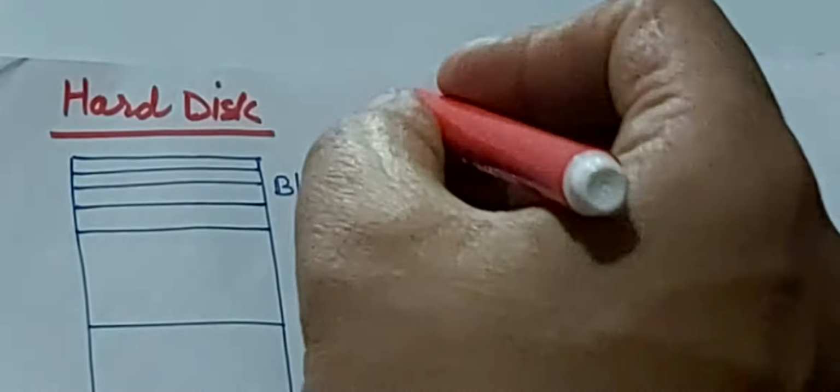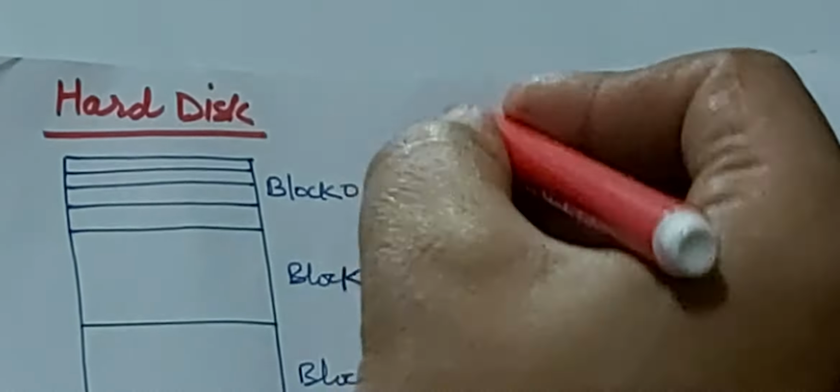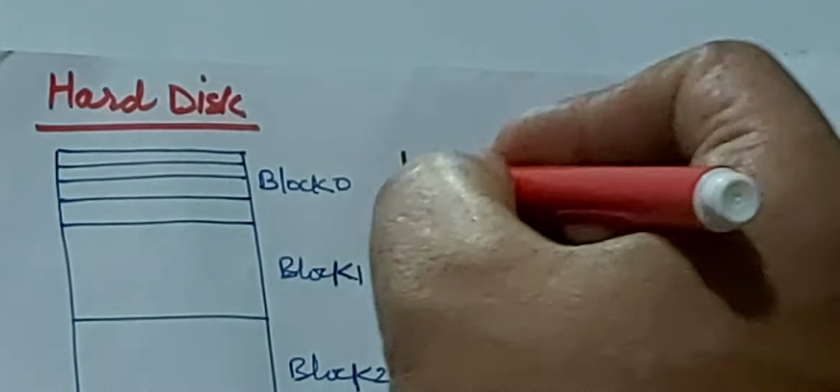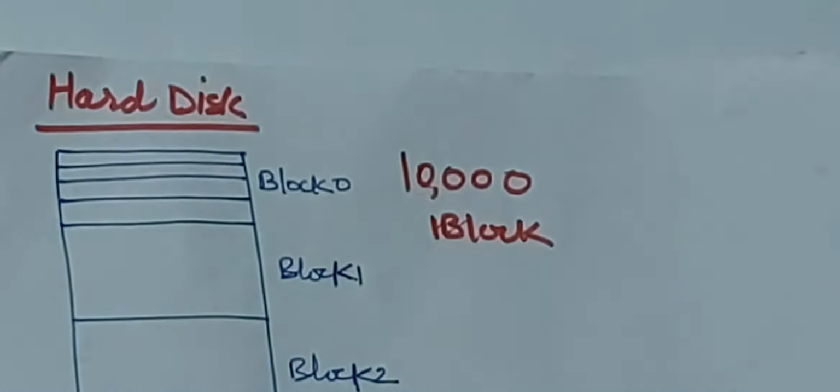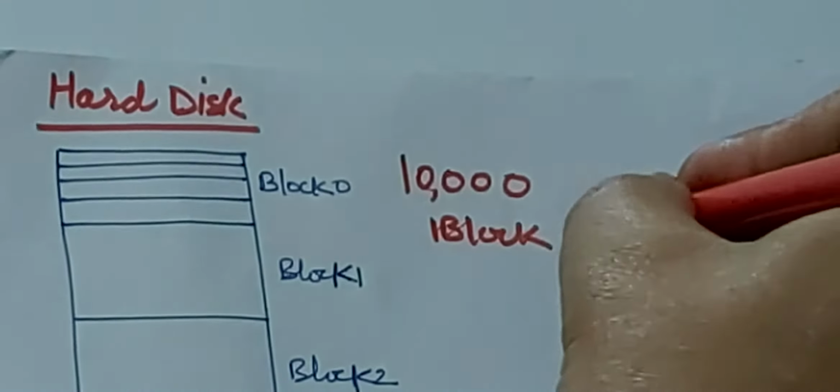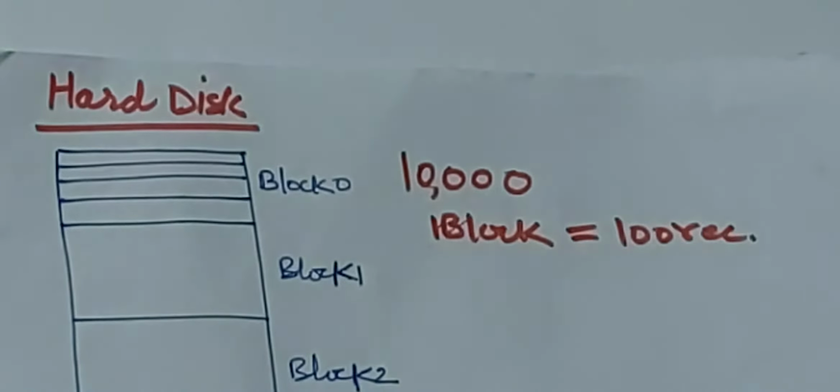Now if there are n number of records lying in my hard disk, let us assume there are 10,000 records in my hard disk, for example in a student table, and one block can store 100 records. One block can store 100 records.